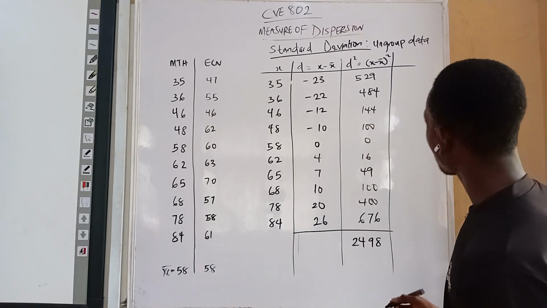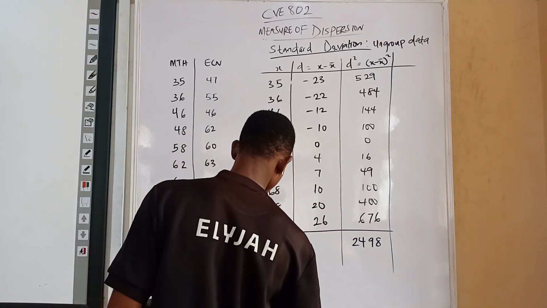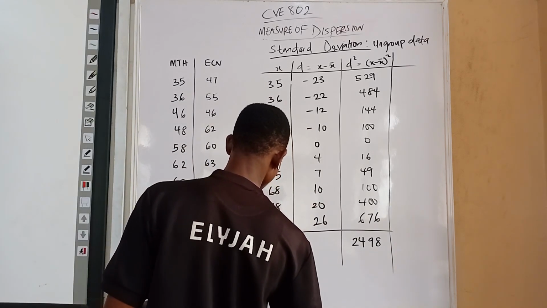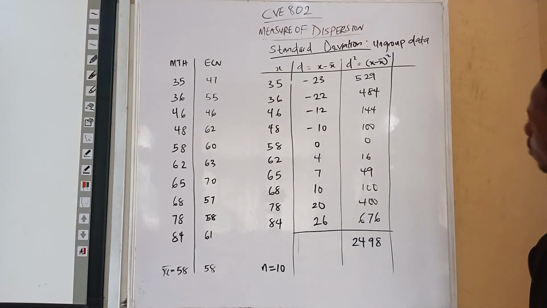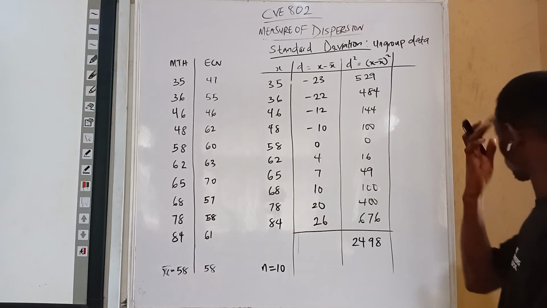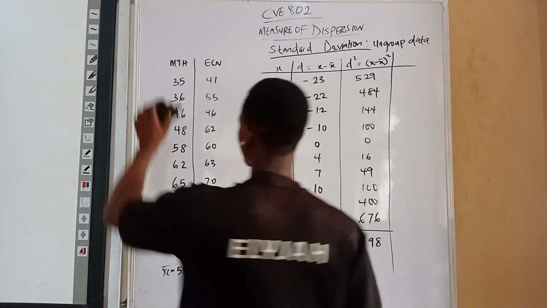Then our n, like we said the other time, is equal to 10. Remember from the formula, it is summation d squared over n, then the square root of everything. So now we input this into our formula.